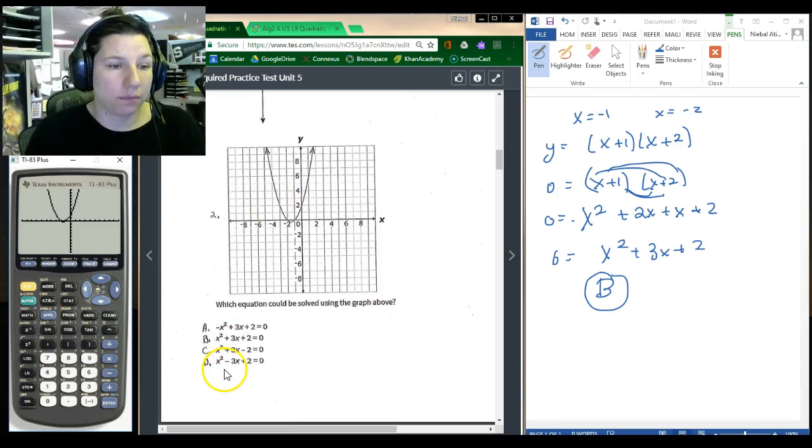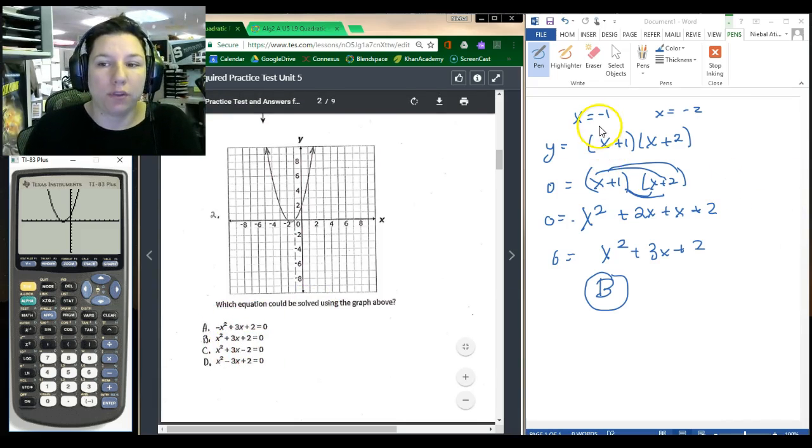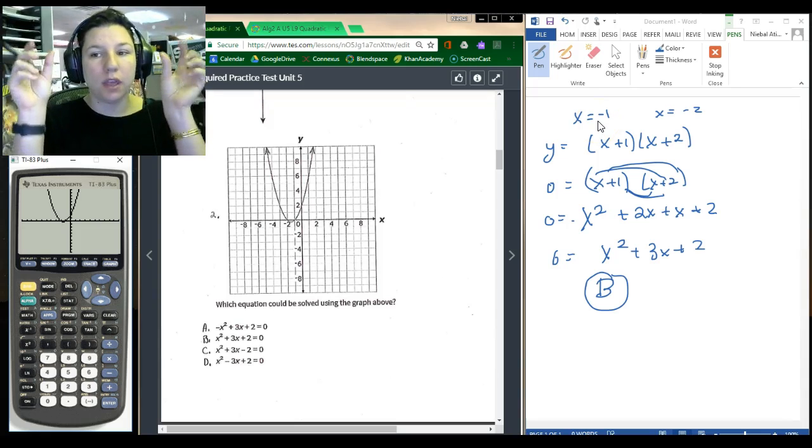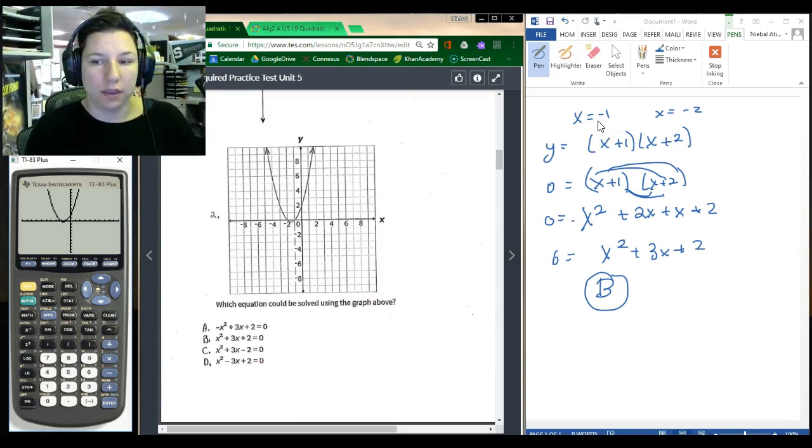I would check all of them just to be sure when you're doing the test, to make sure you've chosen the best answer. Or you can solve the question by taking the intercepts, building the factors, and then getting the equation from there.